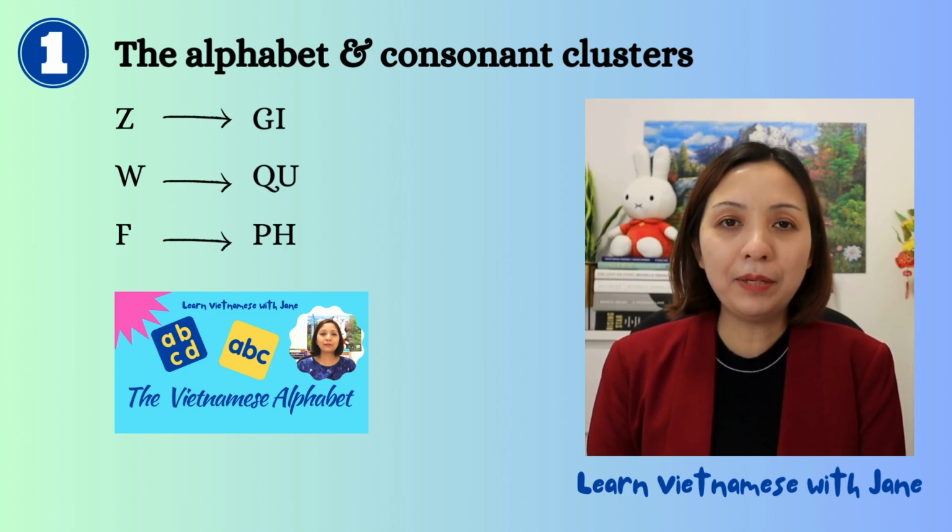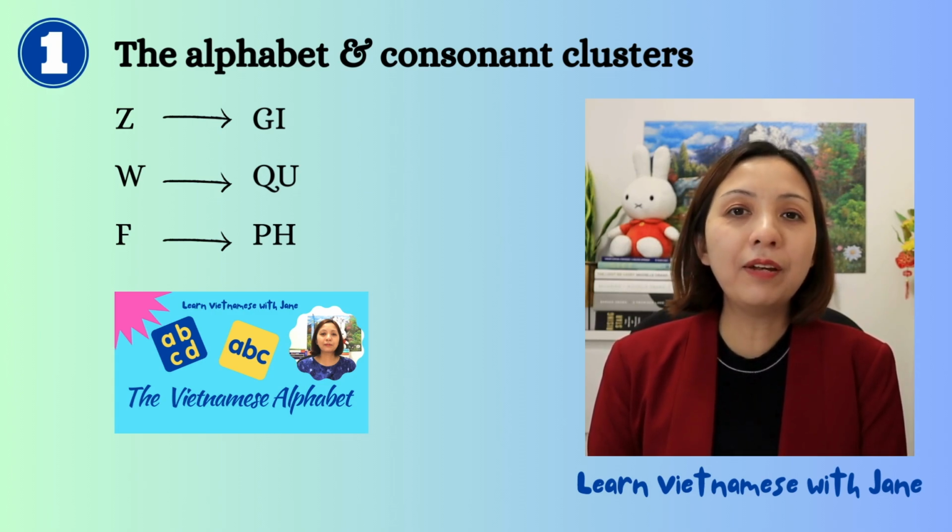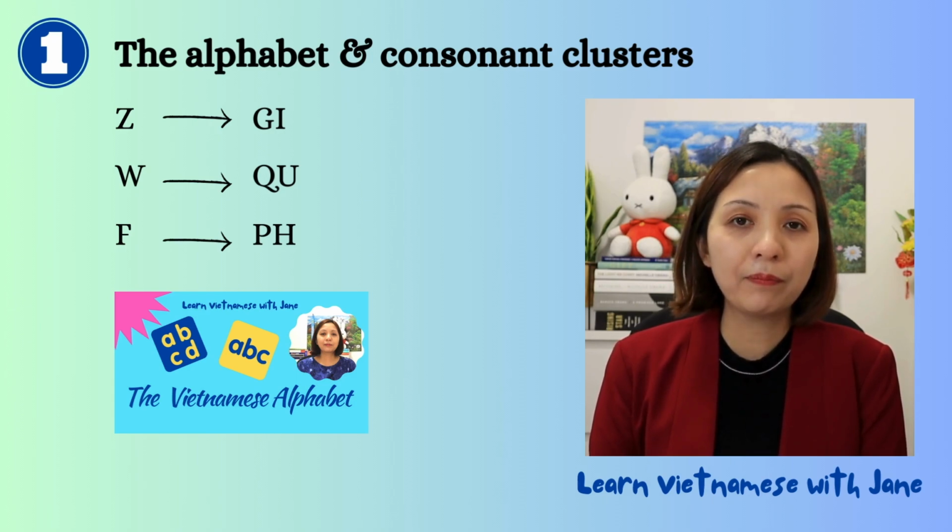So what are Vietnamese consonant clusters? You know there are some letters in English that we don't have in the Vietnamese alphabet. For example, the letter Z in English, we don't have it in the Vietnamese alphabet. But we have an equivalent consonant cluster that we pronounce the same. That is the consonant cluster GI, which includes two letters G and I.